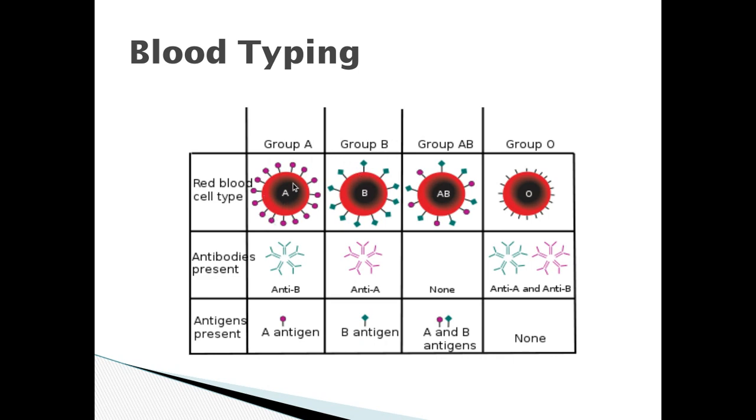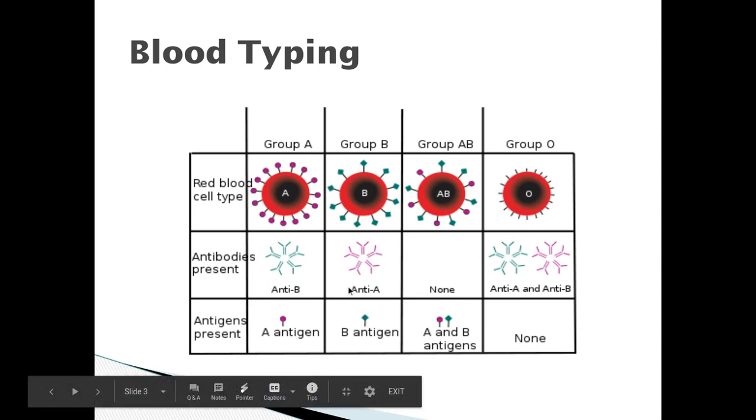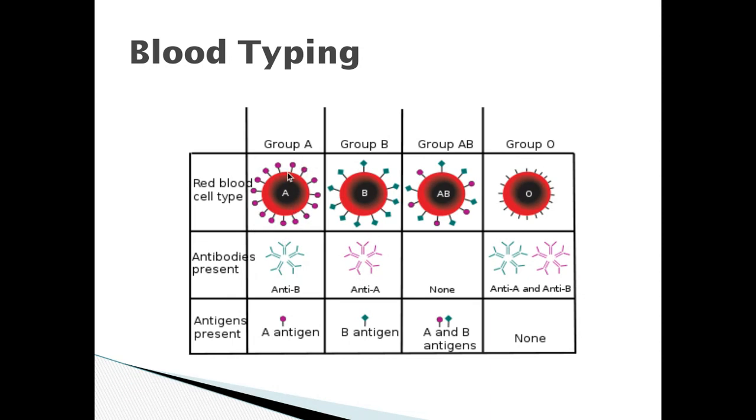You can receive blood from people who have the A antigen. The same thing would then be true of B blood. So if you have B blood, that means you have the B antigen. You have antibodies against the A antigen, so you cannot receive blood from anybody who has the A antigen. So that could be A blood or AB blood. But you can receive blood from the B antigen. So you could get blood from somebody who has blood type B.